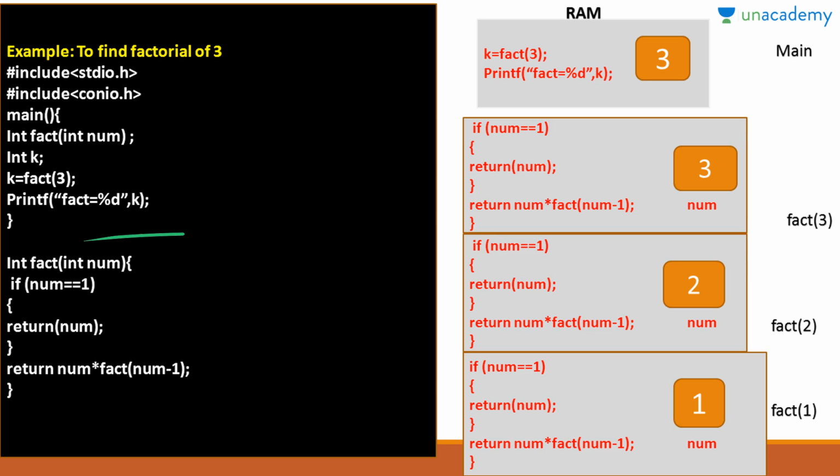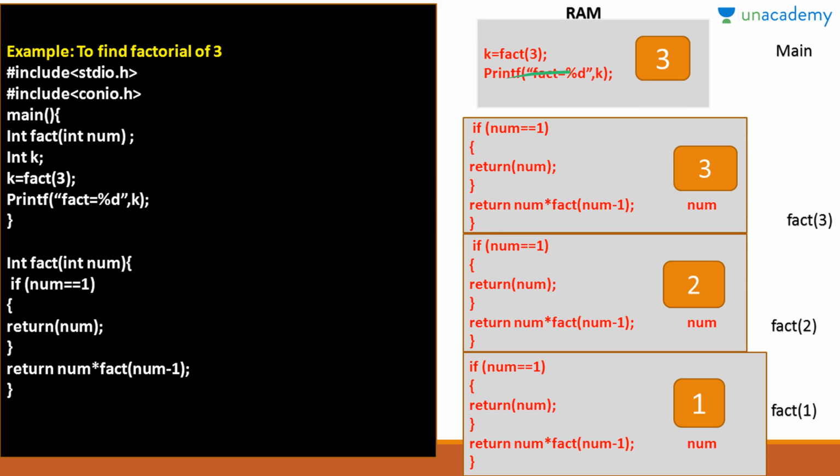Now let us trace the execution of this program to find the factorial of 3. First, the main function will be called inside the RAM, and in the main function we have written what? k is equal to fact 3, printf fact %d k. Then here we have assigned the value 3. Then it will call function fact.